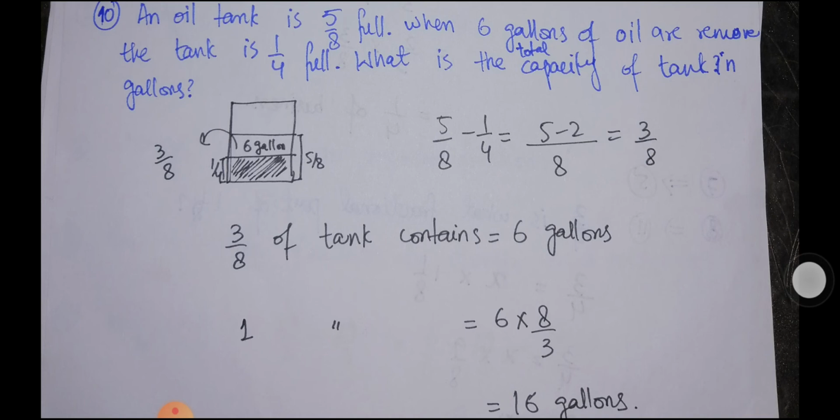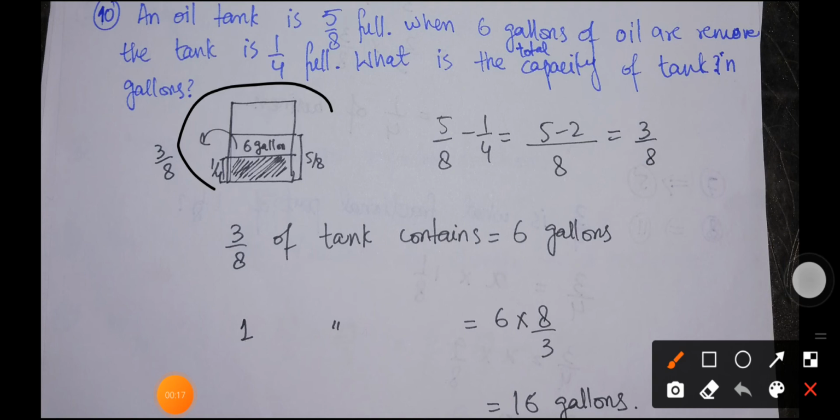So, at first, we will try to develop a relation between the given figures. An oil tank is 5 by 8 full. So, let's suppose this is my oil tank, which is 5 by 8 full at once. And when 6 gallons of oil are removed, the tank is 1 by 4 full. So, here I have mentioned the portion 1 by 4. So it means that when I have removed 6 gallons from the tank, this portion is empty.